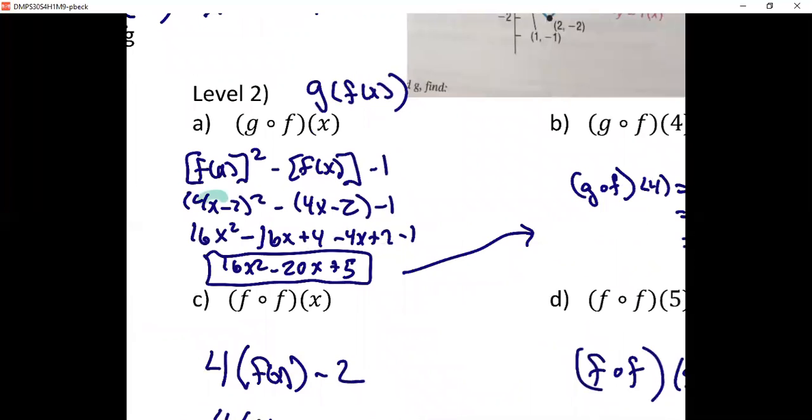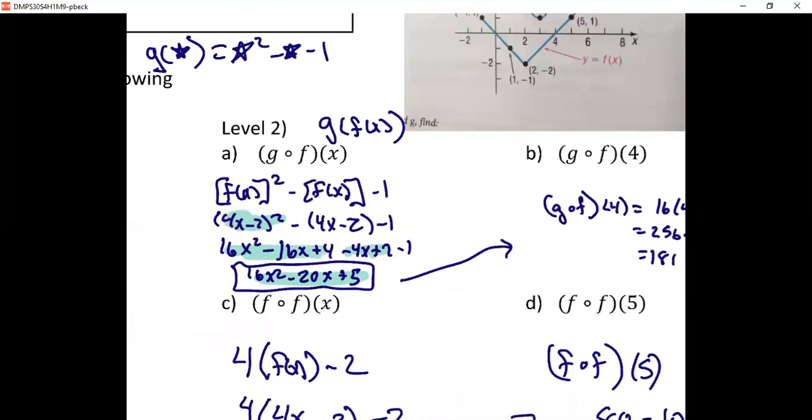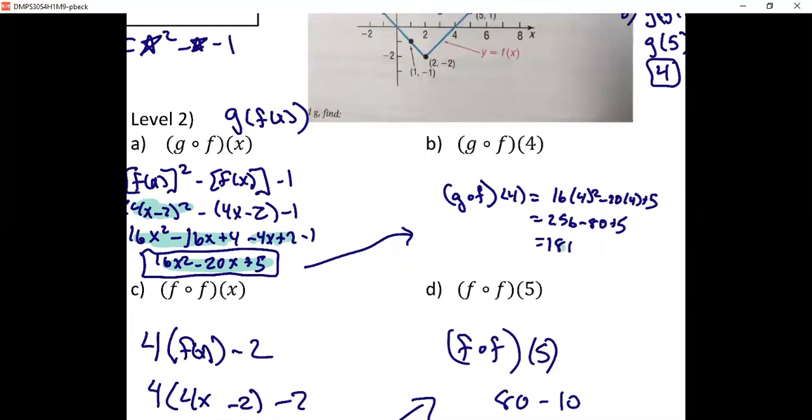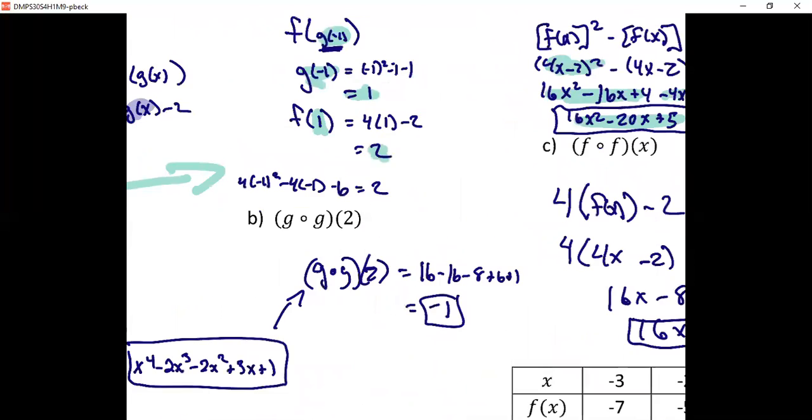We have 4x minus 2 squared. Don't forget to FOIL that. Don't forget to distribute the negative, and then simplify to 16x squared minus 20x plus 5. And at this point, I'm going to go ahead and just plug in the 4. g of f of 4 gives me 181.